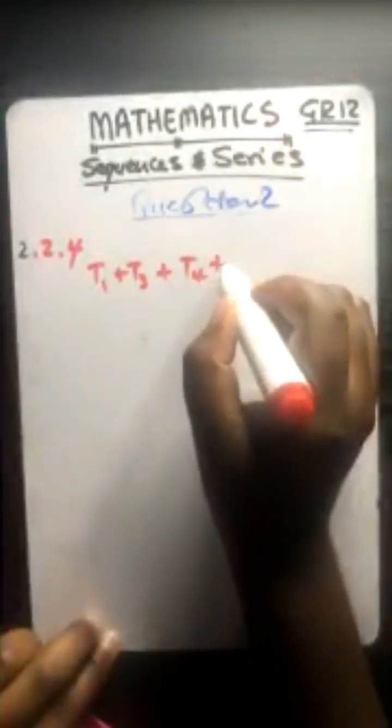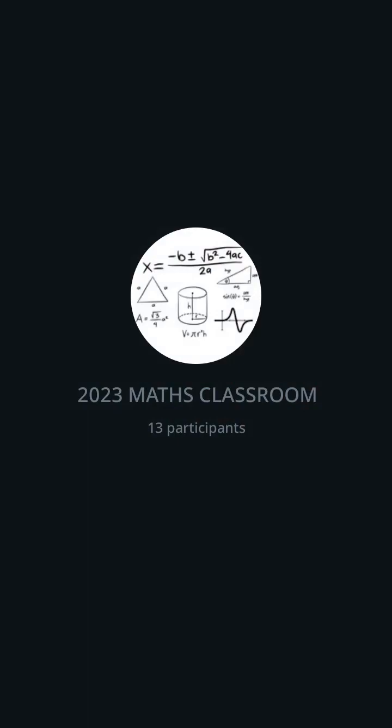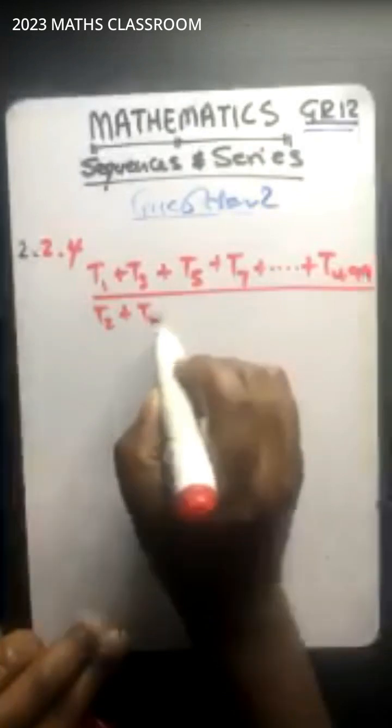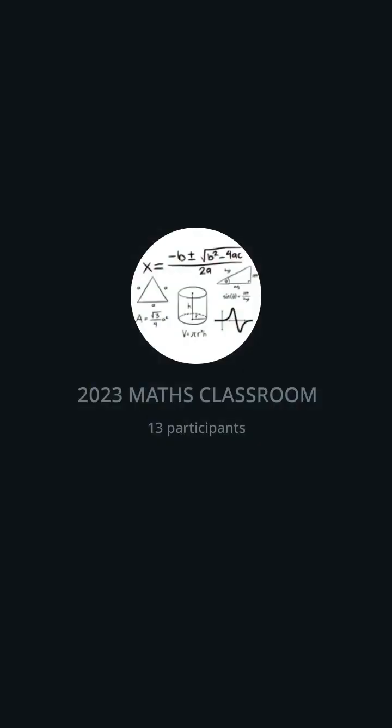2.2.4. So there is a tricky question. You can see it's allocated 4 marks. They're saying calculate the value of T1 plus T3 plus T5 plus T7 plus whatever the T is, and the last one is T499, and that divided by T2 plus T4 plus T6 plus T8 plus whatever terms in between, where the last one is term number 500.